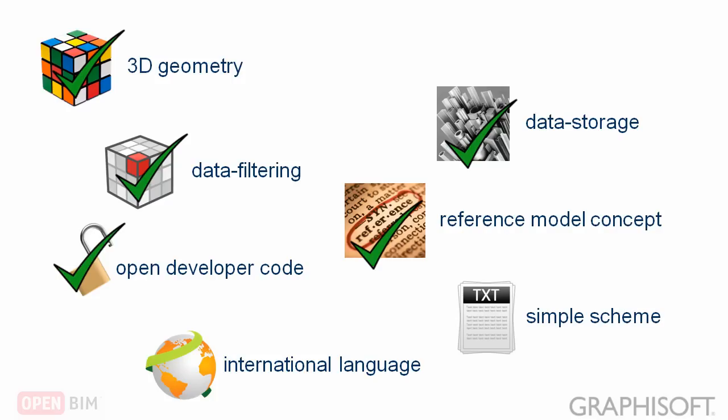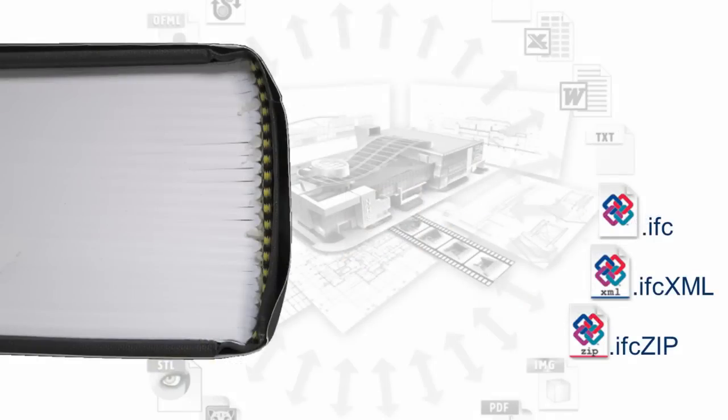The IFC scheme structure is very simple. It's so simple that you can even check the content of an IFC model using a text editor. The IFC code language is in English, but some countries have already begun translating the property names into their local language. IFC defines multiple file formats that may be used, supporting various encodings of the same underlying data.